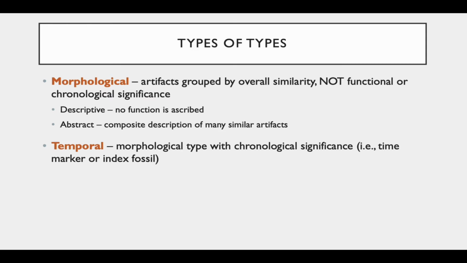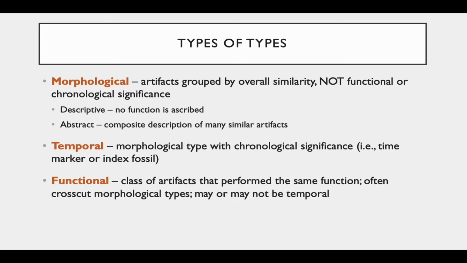The second type of types is temporal, and so this is when a morphological type is found to have chronological significance. So we see it occurring in the same layer before the next type. We know that there's that sort of chronological relationship, that type A comes before type B in this case. Sometimes we refer to these temporal types as time markers or index fossils, from more of a paleontological view. The last type of types are functional types, and so these are classes of artifacts that perform the same function. And these tend to cross-cut morphological types, and they may or may not be temporal.